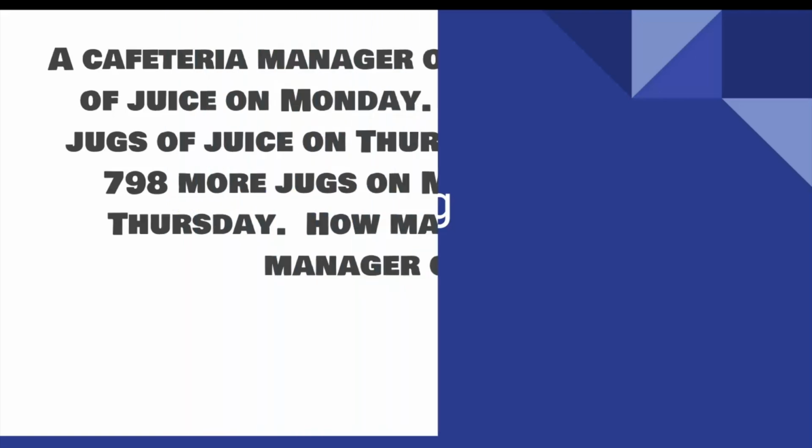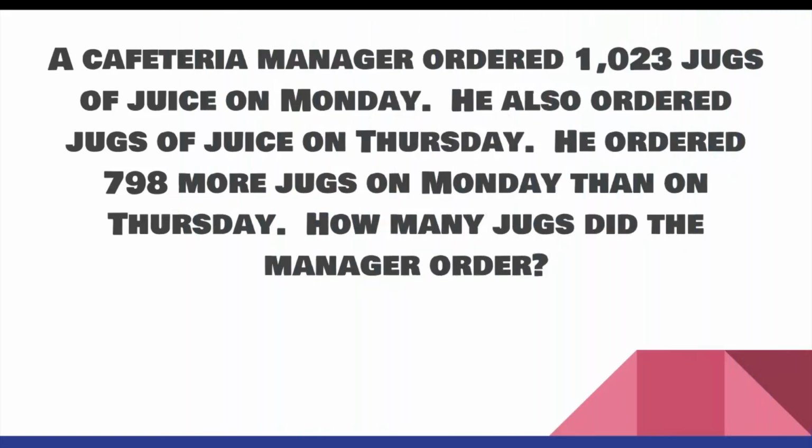Let's get a volunteer to read this word problem. A cafeteria manager ordered 1,023 jugs of juice on Monday. He also ordered jugs of juice on Thursday. He ordered 798 more jugs on Monday than on Thursday. How many jugs did the manager order?